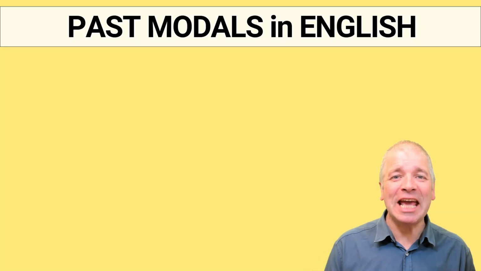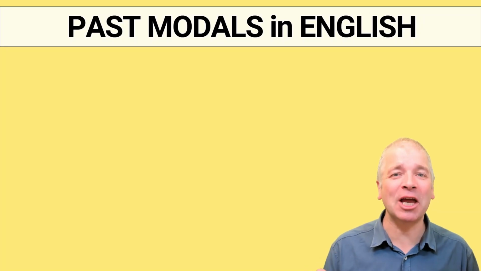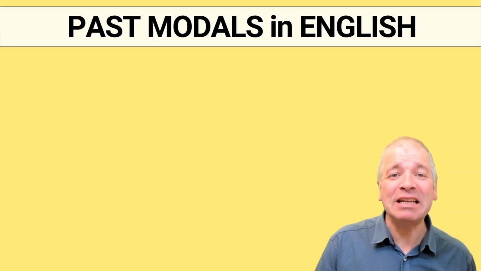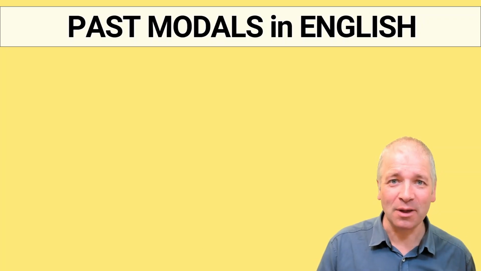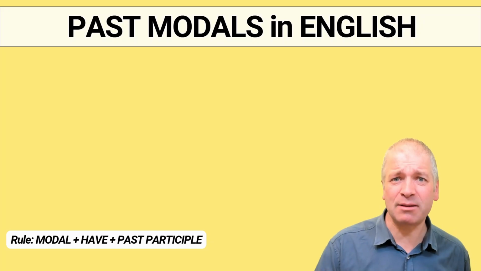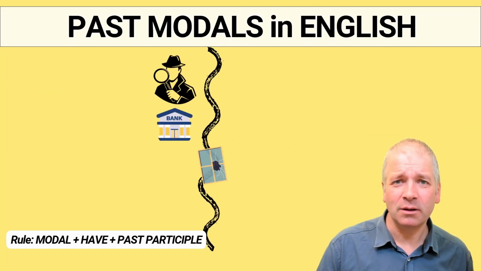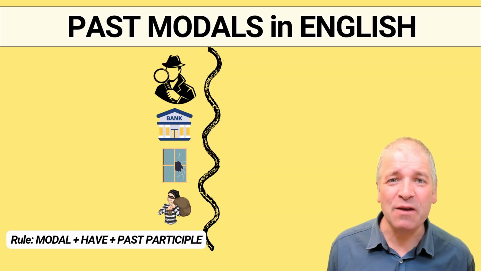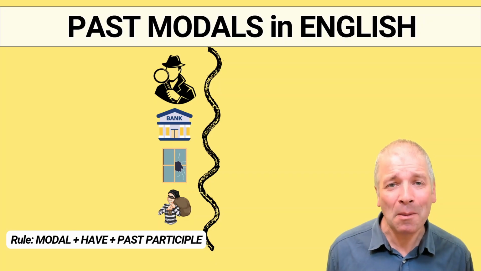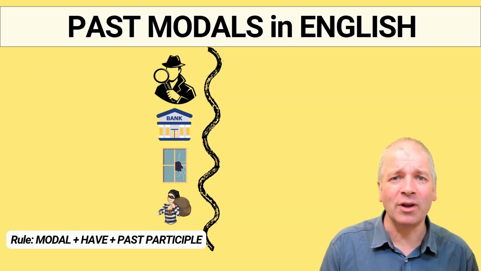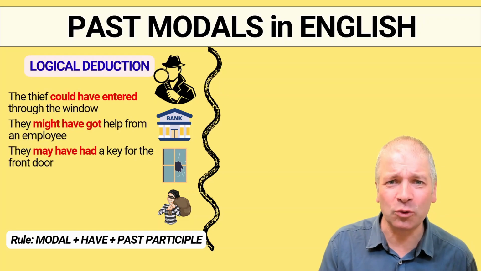You can't learn English for a long time without coming across modals. And to reach this advanced level of English, you need to know about past modals. They normally work in the same way. Modal, have, past participle. But there are some exceptions. First of all, let's consider a scenario where there is a thief who has taken money from a bank and now a detective is trying to work out what happened. And this detective uses logical deduction.